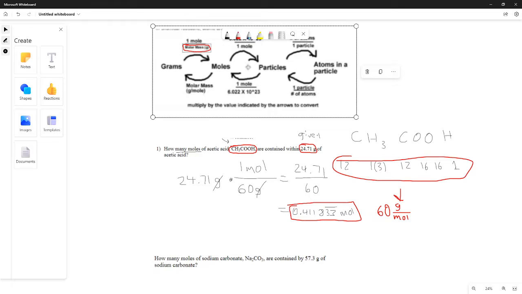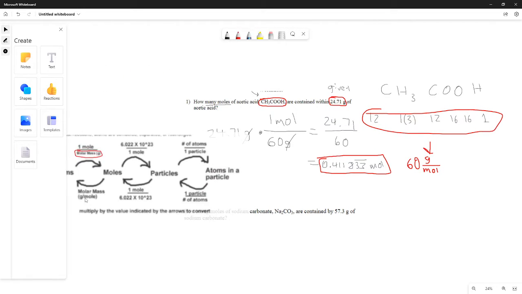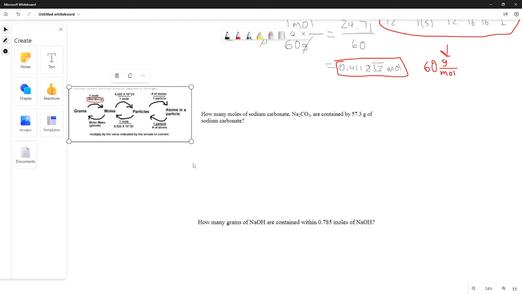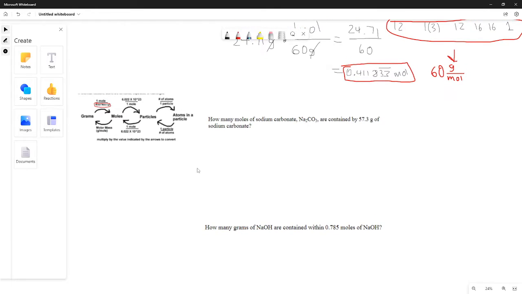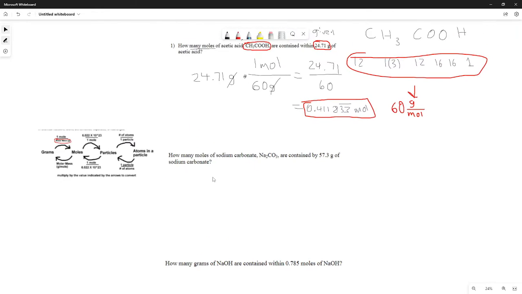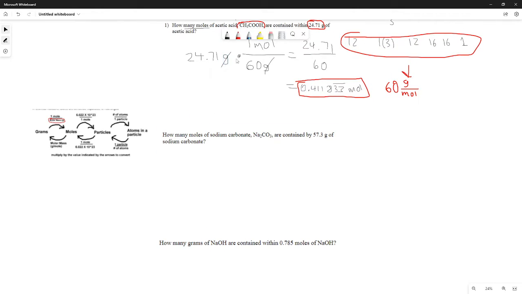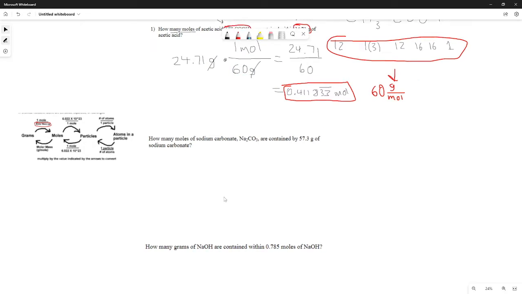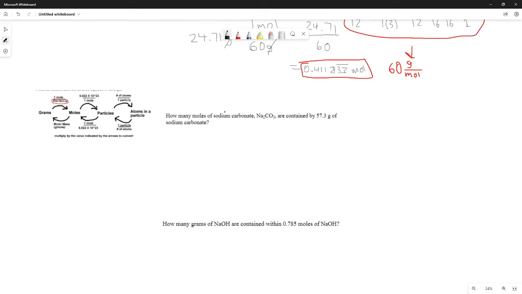Just working around with the conversion chart is extremely helpful. You could memorize it, but if you want to understand the logic, you just want to cancel out what you're trying to look for. So if you're trying to get the moles, you want to cancel out the grams. If I want just moles, I want to cancel out grams by itself. So let's move on to this problem.